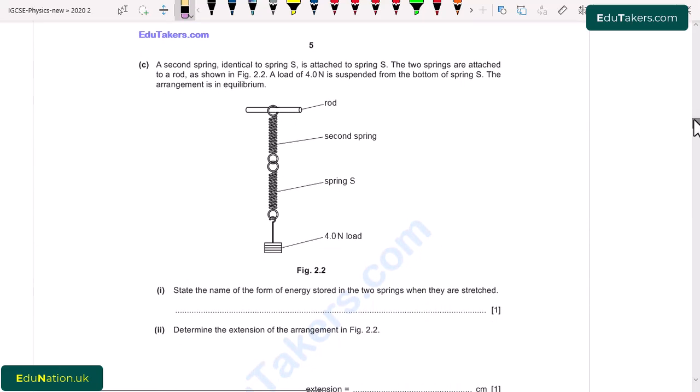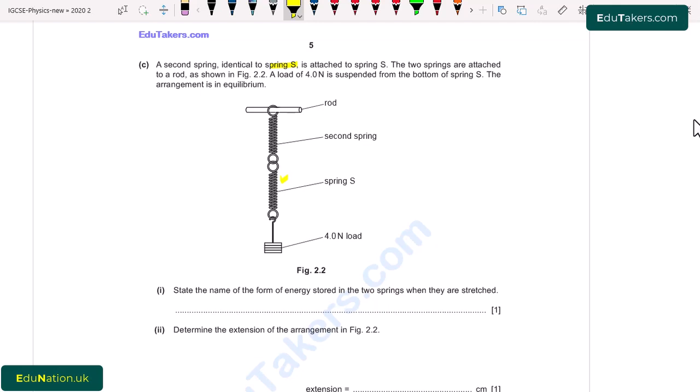Part C. There is another figure 2.2. A second spring identical to the spring S. There are two springs. The first spring is this S, while the other is that. The second spring is identical to spring S. It is attached to the spring S.